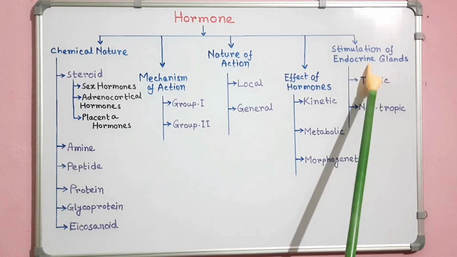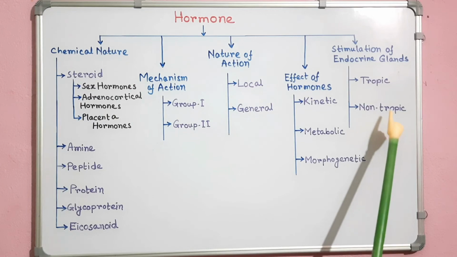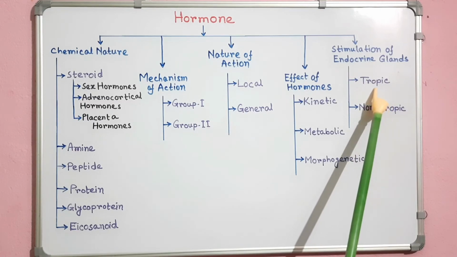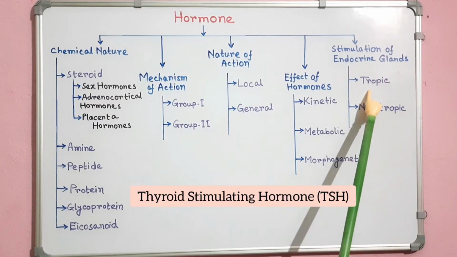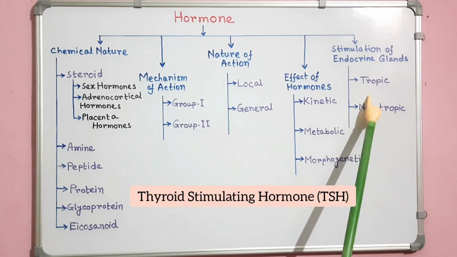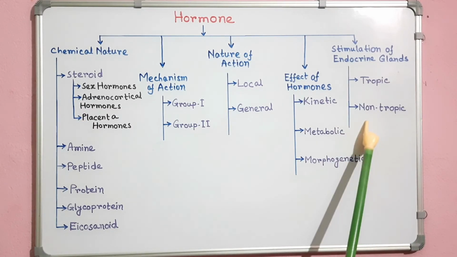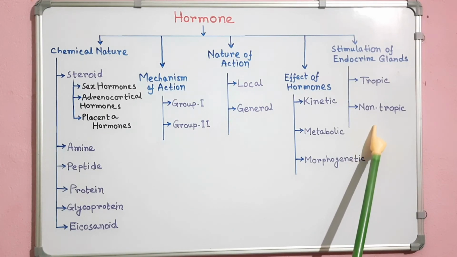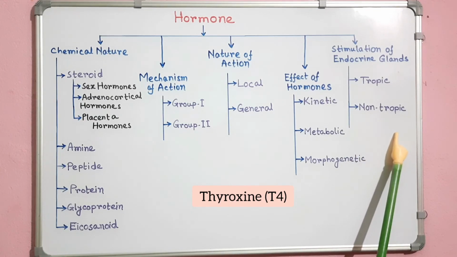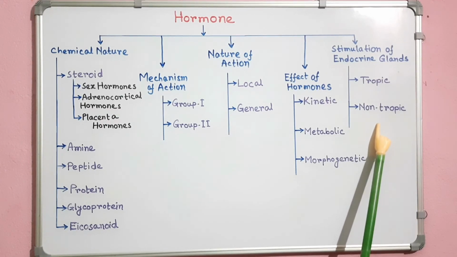According to stimulation of endocrine glands, hormones may be tropic or non-tropic. Tropic hormones stimulate other endocrine glands for secretion. Example, TSH stimulates secretion of thyroid gland for the production of thyroid hormones. Non-tropic hormones usually exert their effect on non-endocrine target tissues. Example, thyroid hormone increases the rate of oxygen consumption and metabolic activity of different cells in the body.